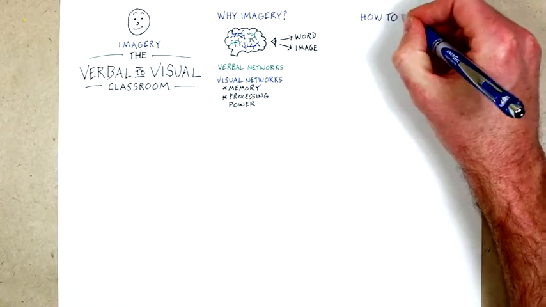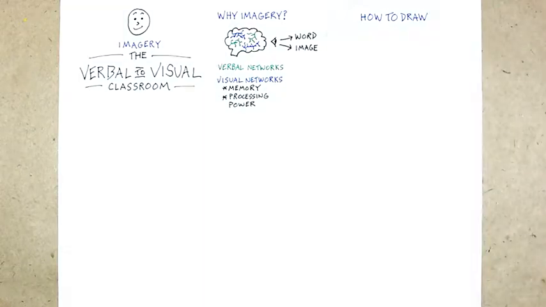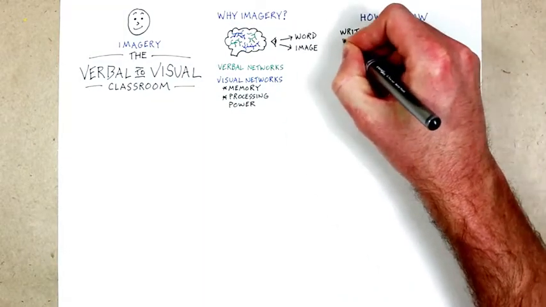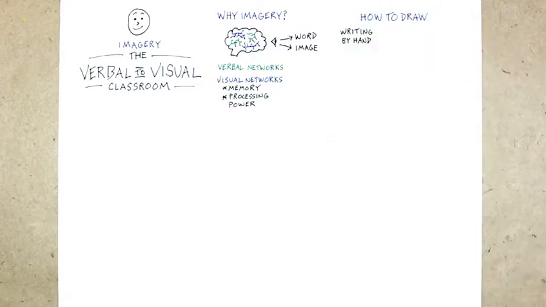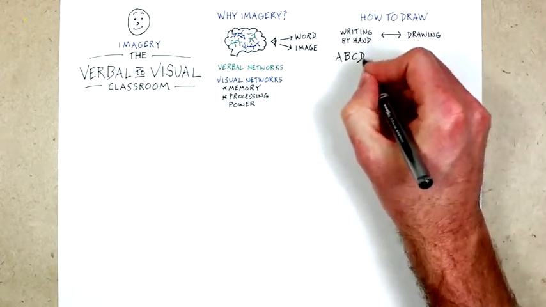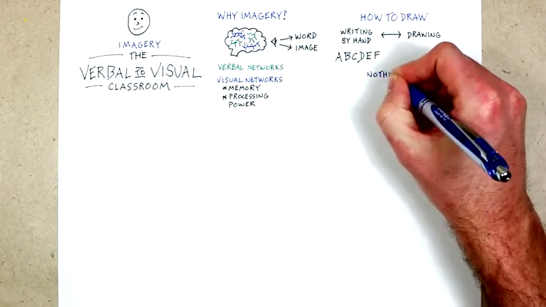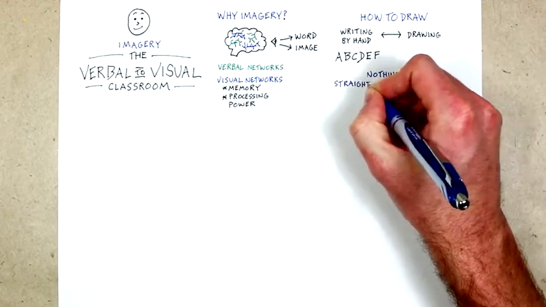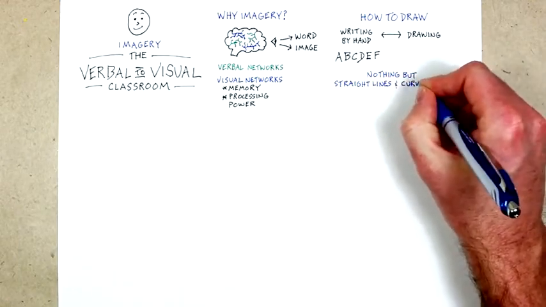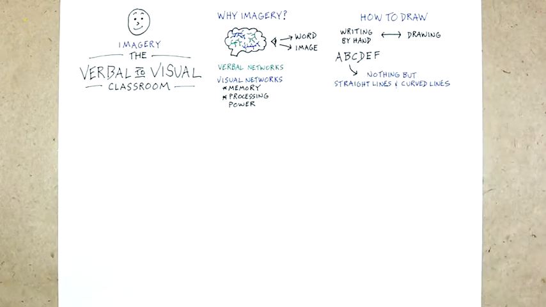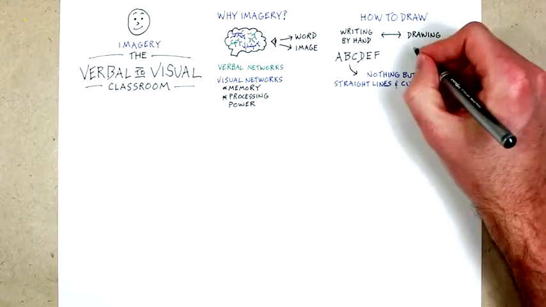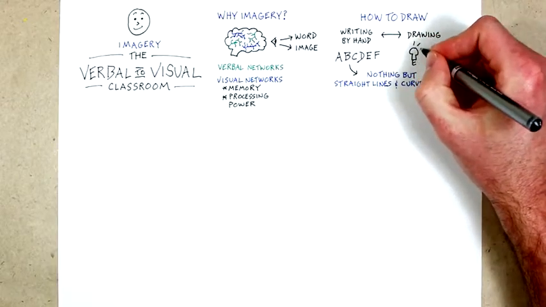Here is my approach to drawing. If you can write by hand, which you should be able to do now after our second module, then you can draw. When you write by hand, all you are doing is combining straight lines and curved lines to make an object that you and others recognize. In this case, an A, a B, a C, or a D. Drawing simple objects is no different.